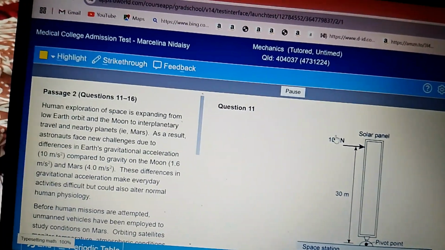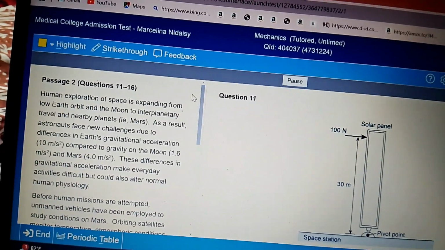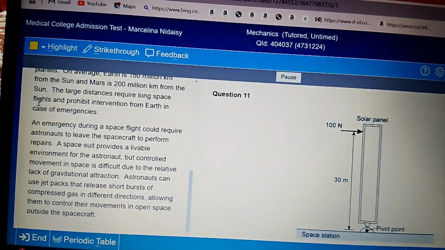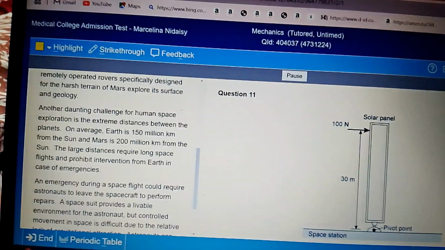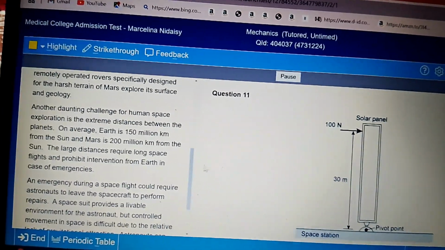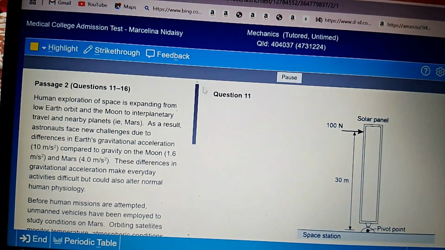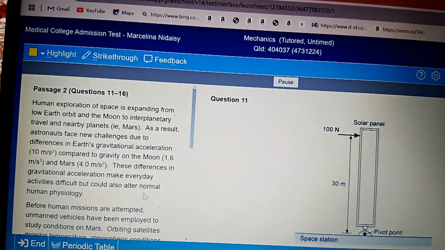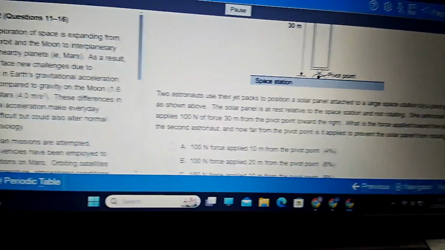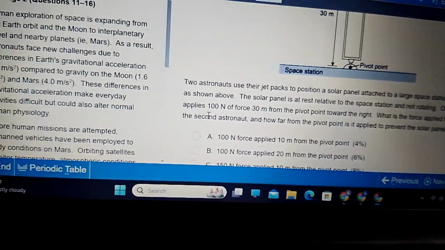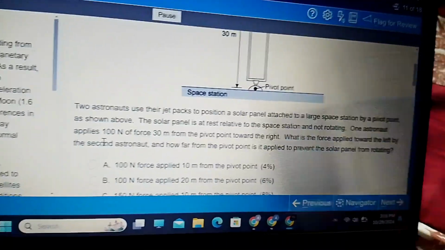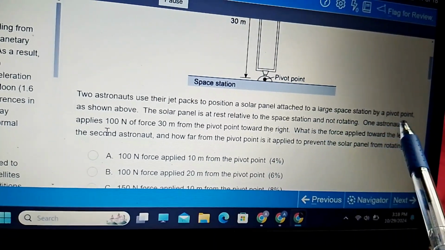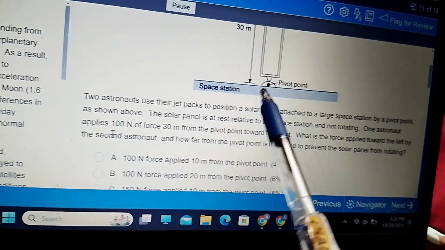Coming to the next question, there is a very large statement given here. If you want, you can give it a read, but you must read the last thing. If you don't have time in the exam, you don't need to waste your time reading these very large statements again and again, because the statement given at the end is very important, like these three lines in which they are asking a question that there are two astronauts that use their jetpacks to position a solar panel attached to a large space station, as shown above. So don't be worried about this.